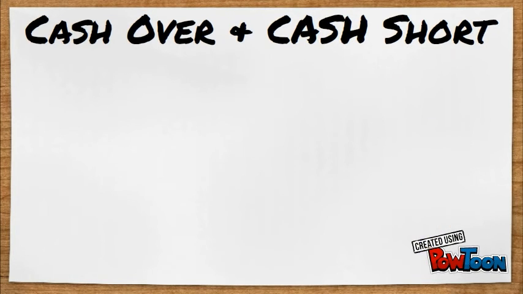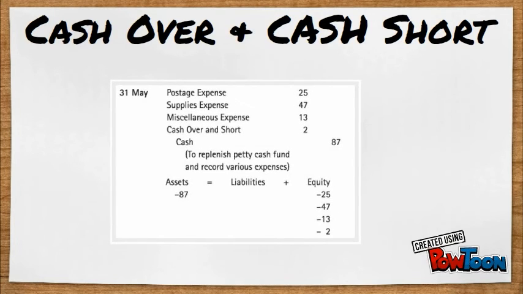Cash over and short is a temporary account. When a business is cash short, it is put into a debit balance, which increases expenses, and when a business is cash over, it is put into a credit balance, which decreases the expenses. So in this case, the business is cash short and a total of $2 will need to be debited as cash short so the account can balance.